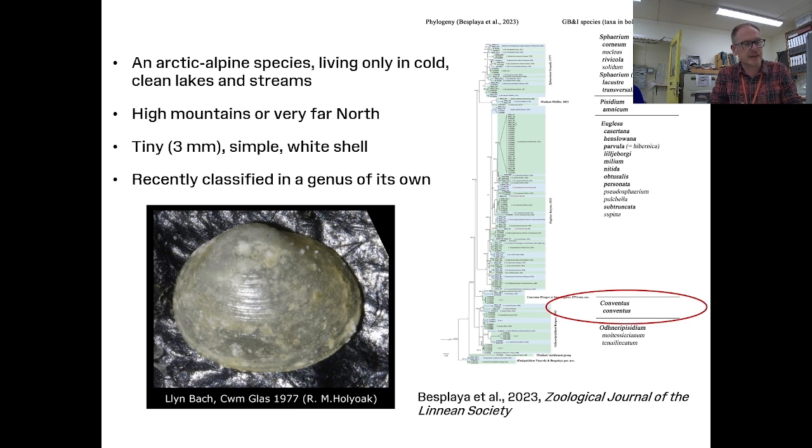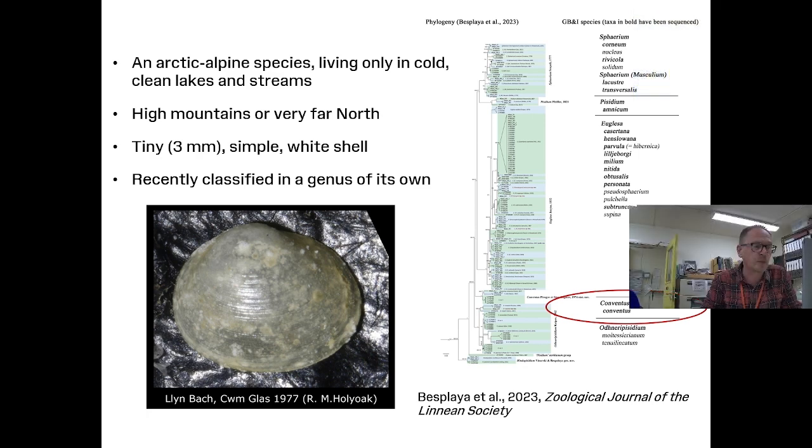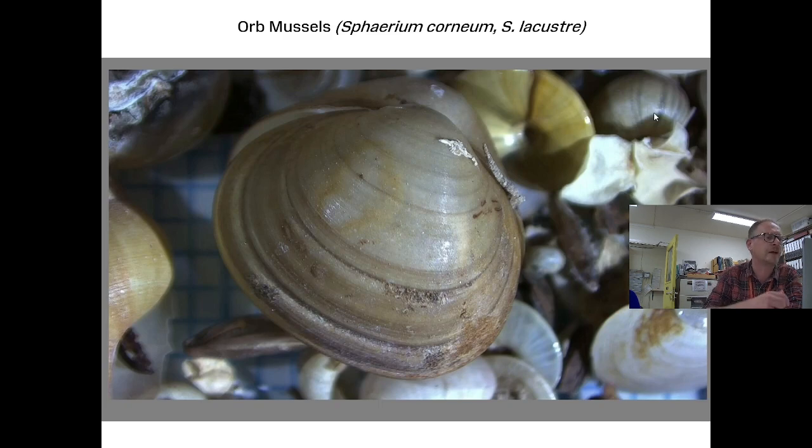And very recently indeed, it's been classified in a genus of its own by some colleagues in Russia who published the results. You can't see the details, but that's one of those family trees based on the DNA, and they found that it's actually quite distantly related to all the other species that we get in Britain, which I've annotated on that diagram. And so it's been given its own genus, Conventus conventus. So it's actually changed name since Nat Tran Byth started. We're learning all the time.